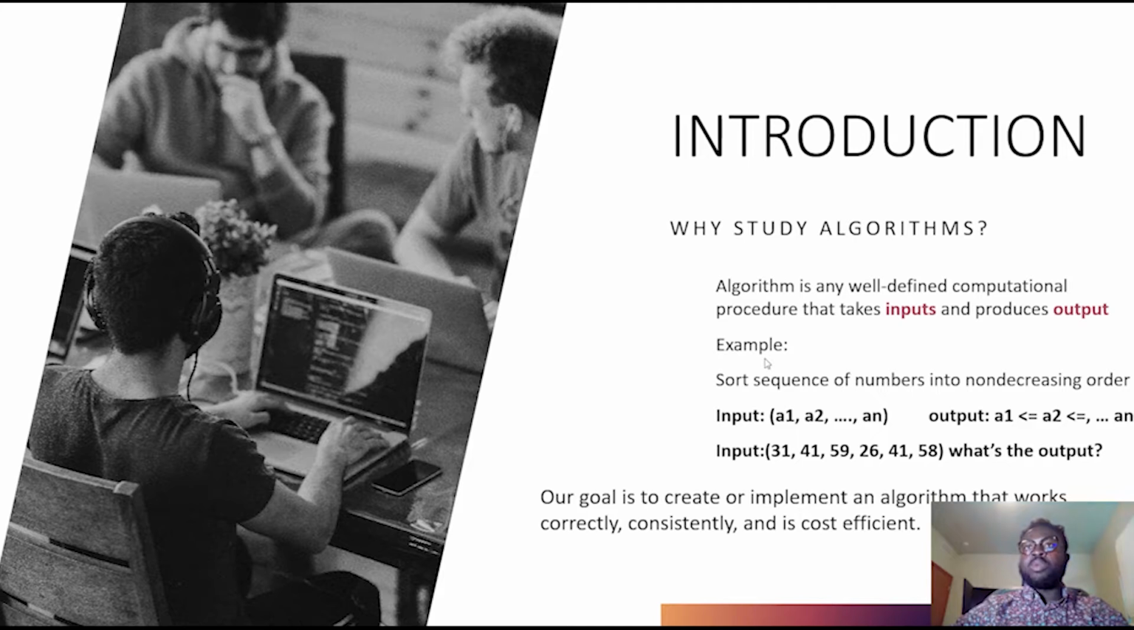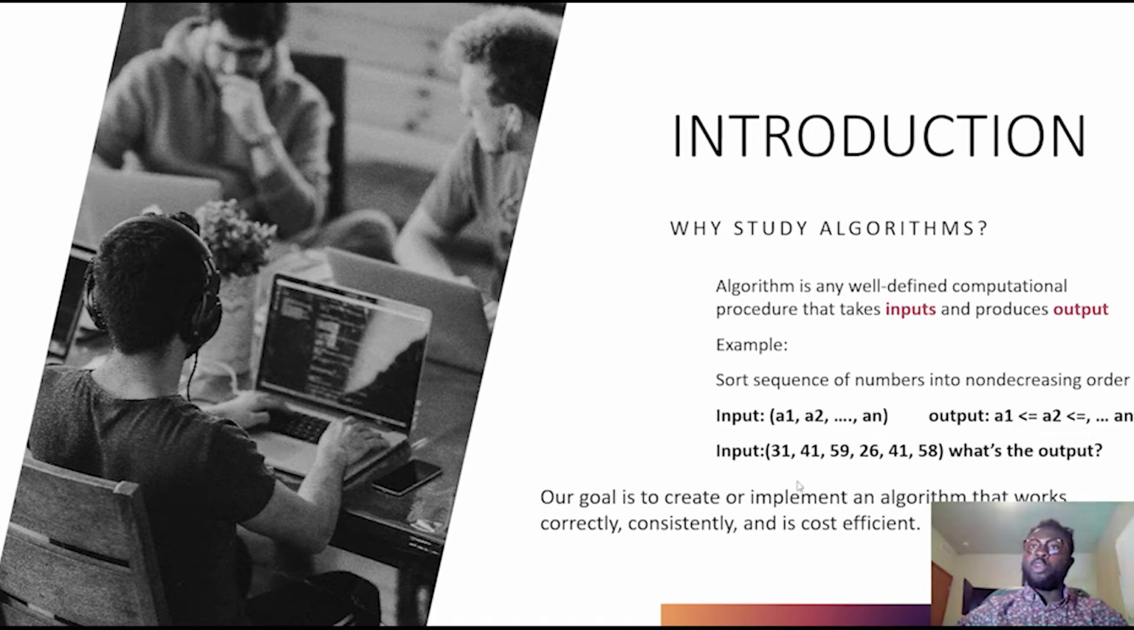A clear example is sorting a sequence of numbers into non-decreasing order. We have an input A1, A2 up to AN, and the output is going to be A1 less than or equal to A2, and that less than or equal to the next number, up to AN. If we have these integer values 31, 41, 59, 26, 41, and 58, what do you think is going to be the output? Just take a moment and write it down.